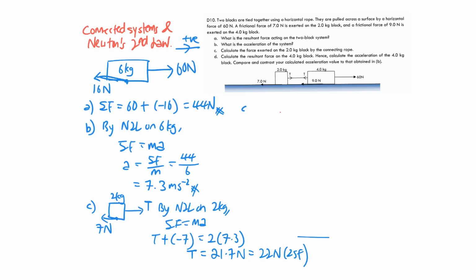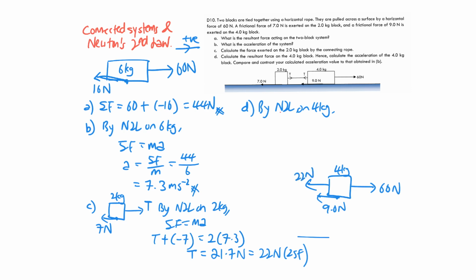Alright, so now for part D. Part D is a question to convince you that the individual acceleration of the boxes must be the same as what you have found in part B, the acceleration of the whole system. So we apply Newton's second law on the 4 kg box, and we quickly sketch out the FBD for the 4 kg box. 60 Newton pulling force. We have a frictional force of 9 Newton. There is a tension force of 22 Newton as found previously.